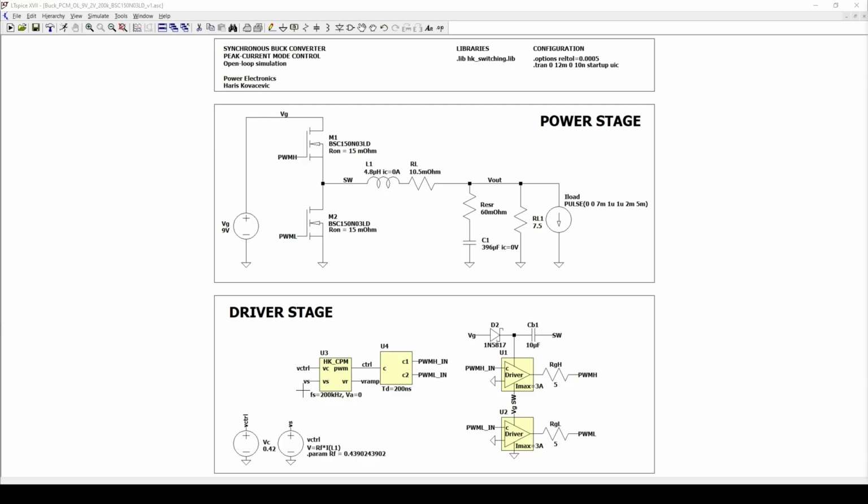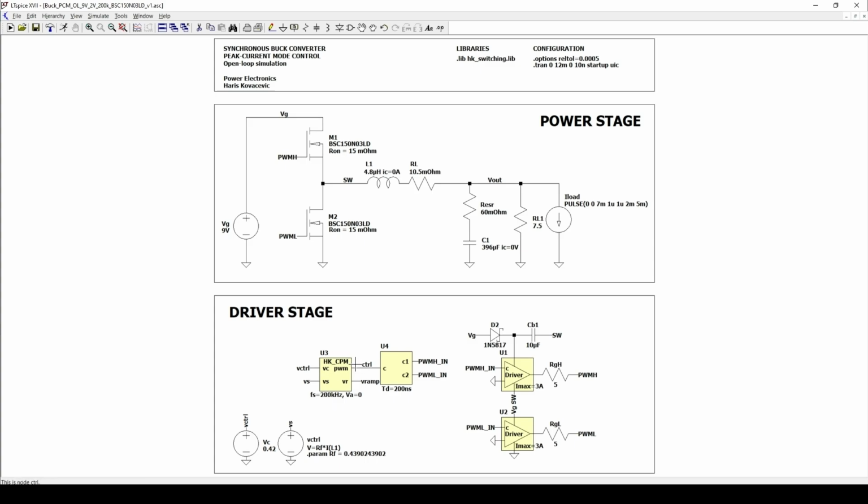It is important to emphasize that this is an open loop system. The peak current reference is fixed. There is no voltage feedback loop yet, so the duty cycle is not adjusted based on output voltage. This allows us to isolate and study the behavior of the current mode modulator itself.